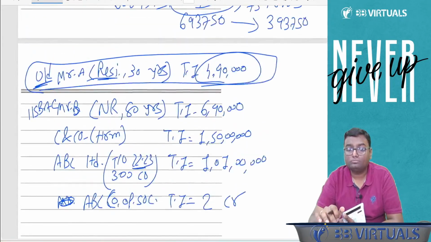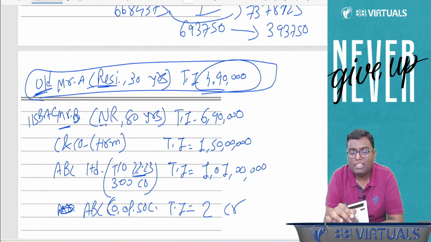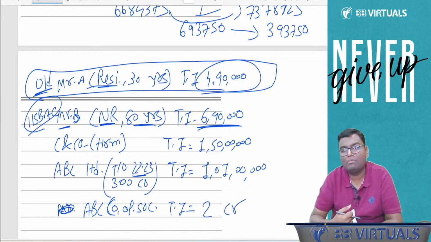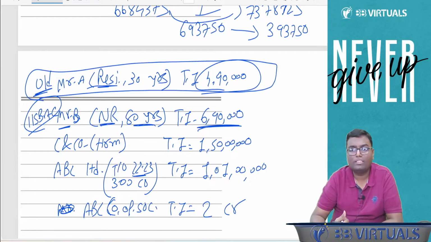Okay. Second one. Mr. B, non-resident, 80 years. Total income 6,90,000 following 115BAC. Calculate tax payable. Calculate this.